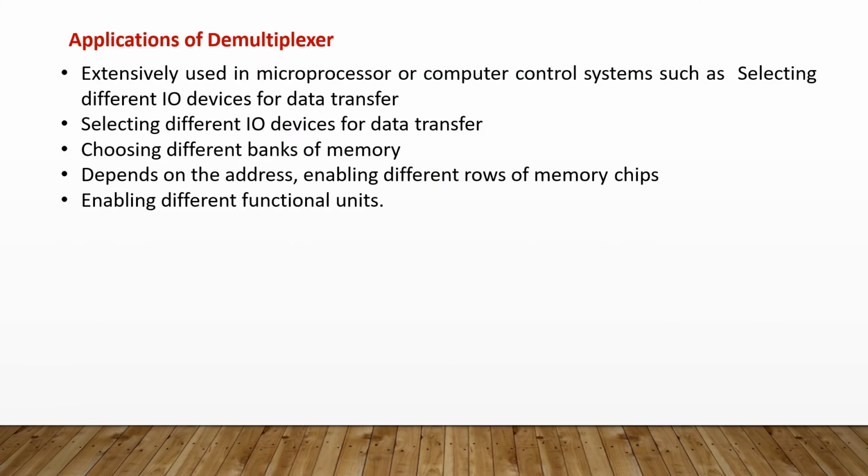Next comes applications. Applications of demultiplexer: it is extensively used in microprocessors, or we can call them computer control systems, such as selecting different input-output devices for data transfer purposes. And for choosing different banks of memory, we can use demultiplexer circuits. And one more thing is, depending on the address, enabling different rows of memory chips is also possible by using this demultiplexer, and it is also possible to enable the different functional units.